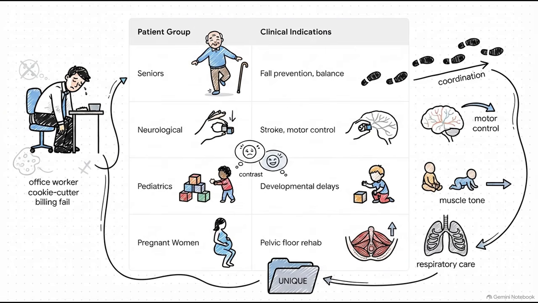And we haven't even touched on pediatrics, dealing with developmental delays and muscle tone, or pre- and postnatal patients needing targeted core and pelvic floor rehab, plus respiratory care to enhance breathing. The massive takeaway here? A cookie-cutter approach to billing will absolutely fail. The clinical picture from a pediatric patient to a geriatric one is wildly different, and your documentation has to reflect the unique needs of that precise patient group.